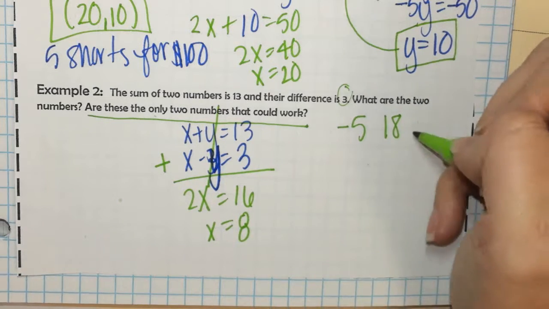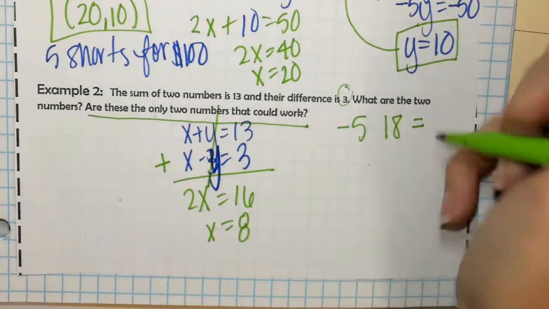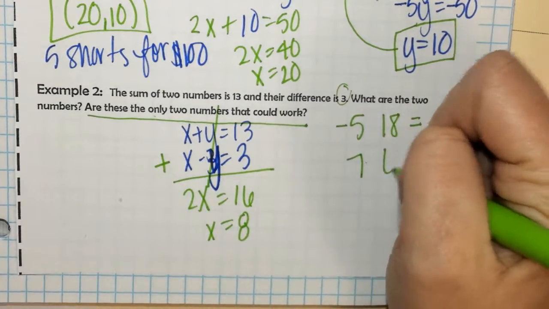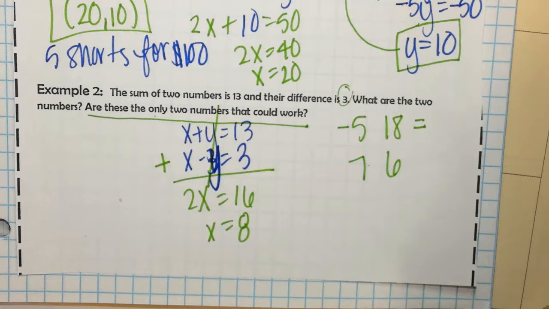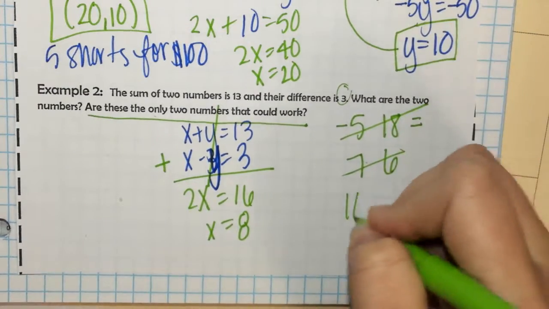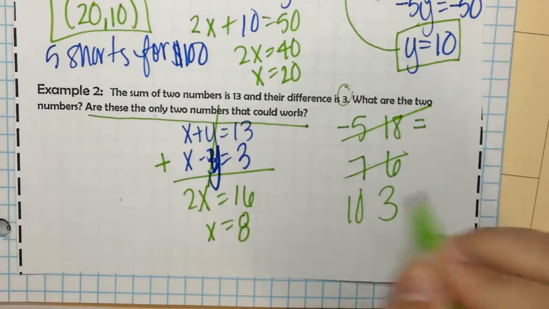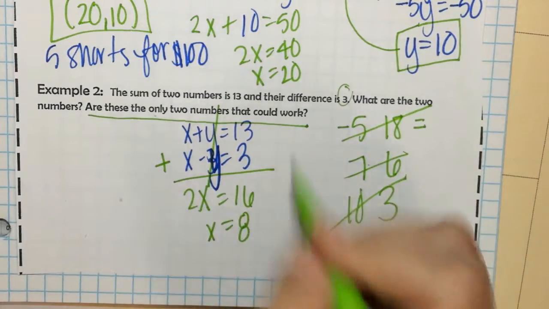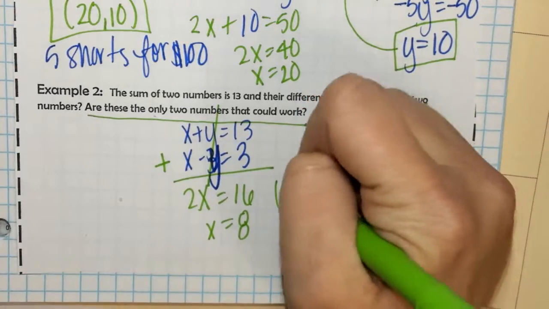Negative 5 minus 18 is not 3, correct? Alright, what about 7 and 6? 14. 12. 13. And what's 7 minus 6? So that doesn't work. What about 10 and 3? What about 10 minus 3? So that doesn't work. That's why the 8 and 5 are the only ones that work.